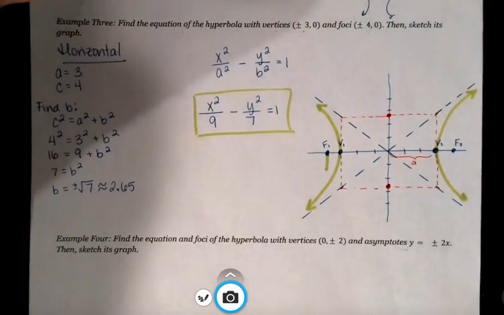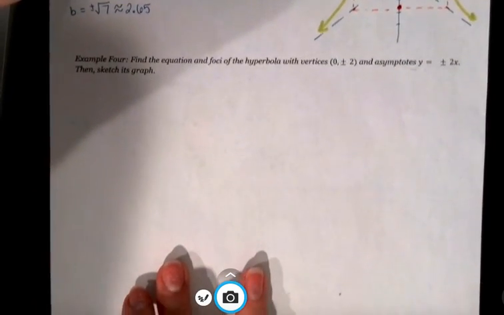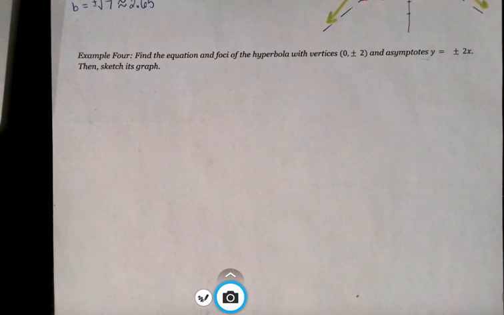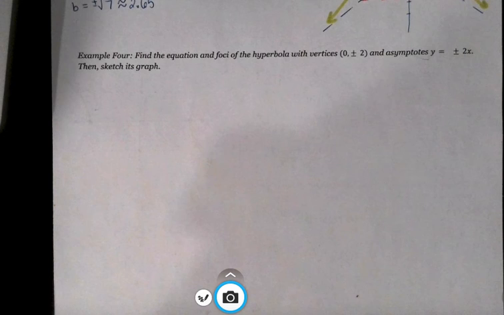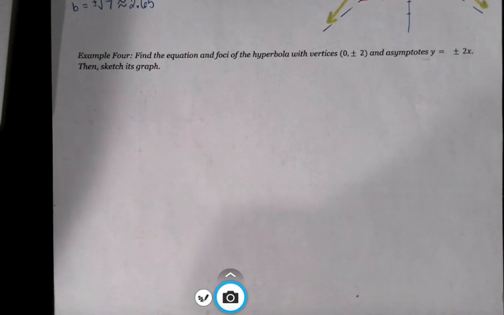All right, example 4. This is the last one, but I still want to go through it in case someone wants to watch it maybe later on. So again, I don't have an equation. I want to figure out what information I do have, and then I can go ahead and start.